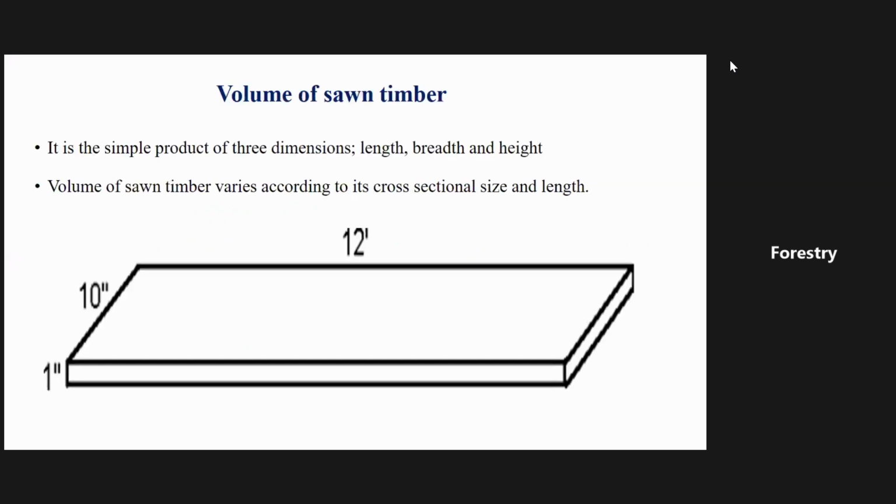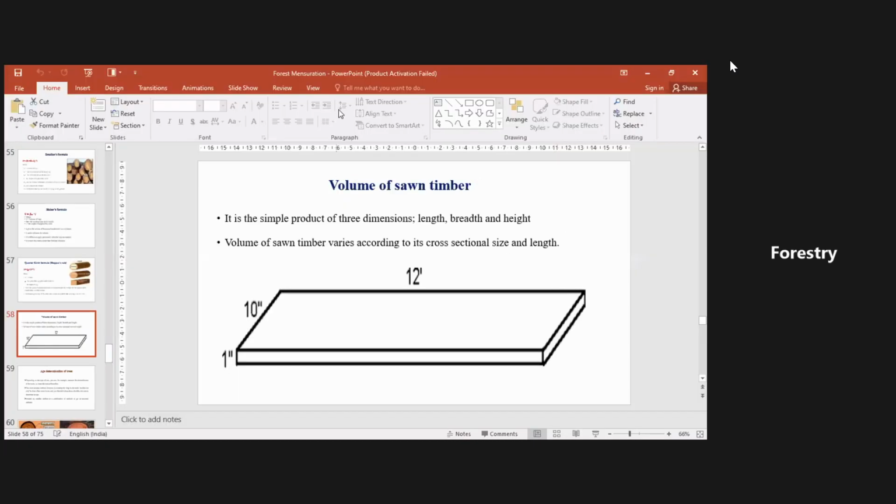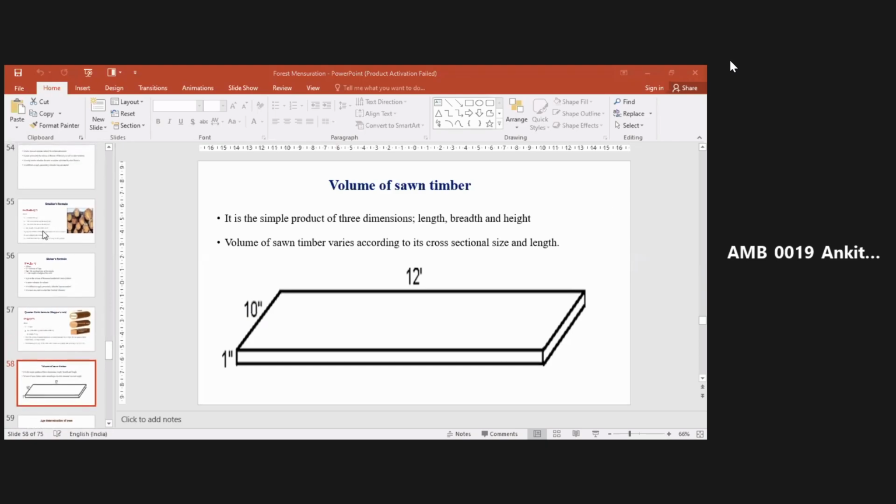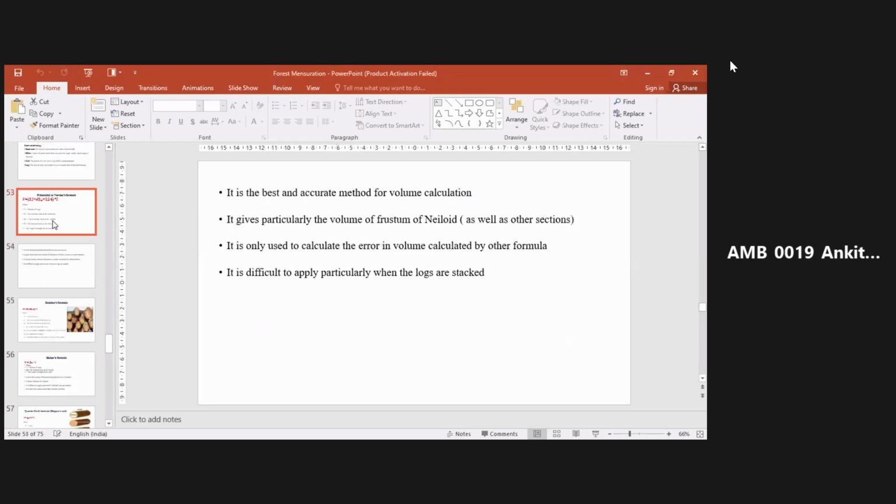I think you have any questions in form factor and the estimation of the volume in standing trees and logs, you can ask. Yes. So like you told in different formulas, like Smalian and all, there is sometimes overestimation and underestimation of the volume. What is meant by that, sir?